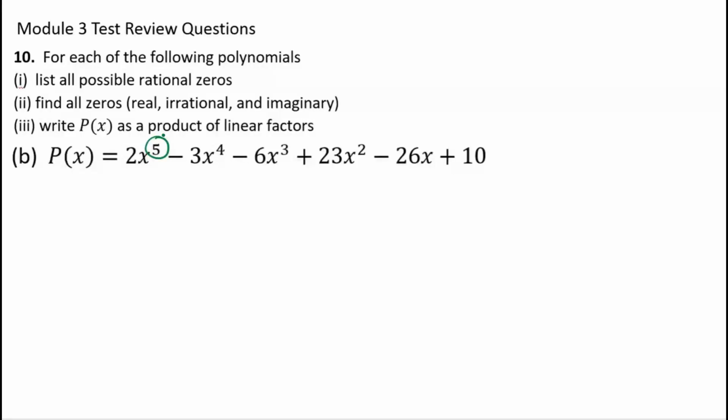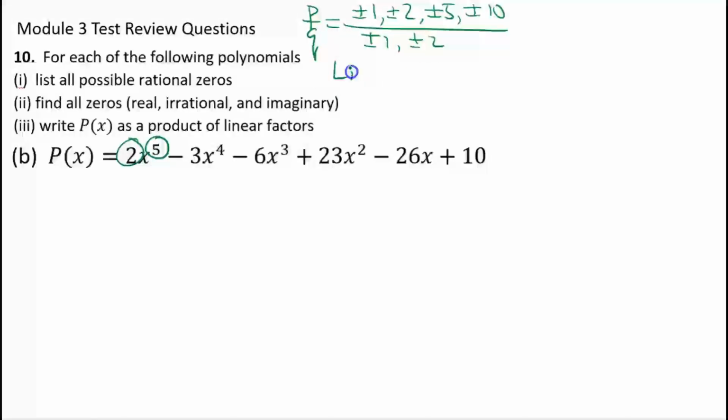So if we want to make our list, y'all, I'm going to make it at the top of the screen up here. So P over Q, remember, is all the factors of the constant, which is 10. Anything that goes evenly into 10: 1, 2, 5, and don't forget the number itself, 10. And the denominator is the leading coefficient. Anything that goes evenly into 1, so that's 1 and 2. Now when you make your list, you have to combine these every way possible.